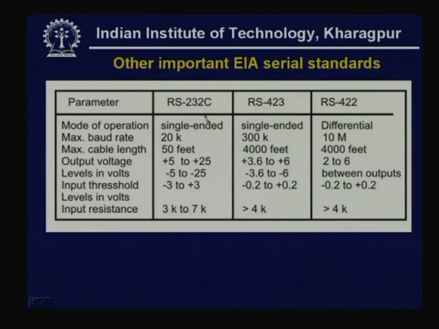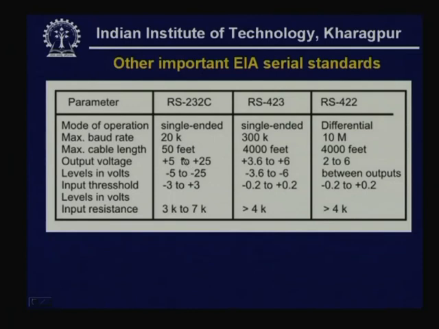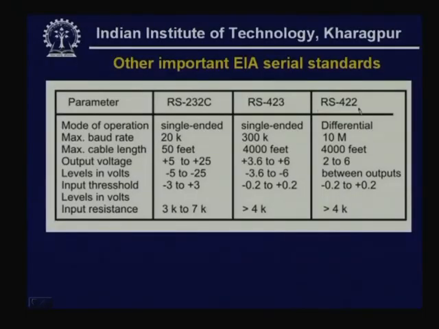Apart from the RS-232C standard, some other standards have been developed by the Electronic Industries Association. I am briefly comparing RS-232C with two other standards, RS-423 and RS-422. The reason is that RS-232 was developed long back when the data rate requirement was much smaller. As we have seen, only 20 K bits per second can be sent, which is very low by today's standard. So, to improve performance, RS-423 and RS-422 were introduced. The baud rate here is higher, 300 K for RS-423 and 10 megabits per second for RS-422, and the cable length is also increased from 50 feet to 4000 feet for both RS-423 and RS-422.